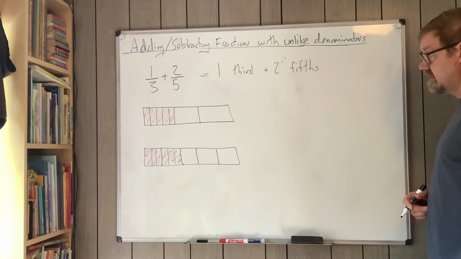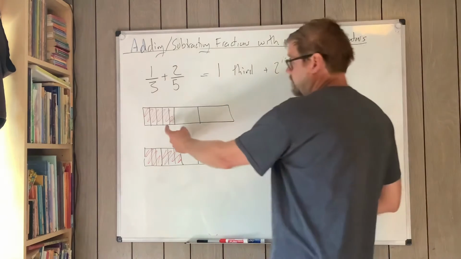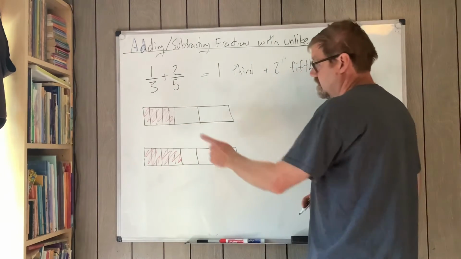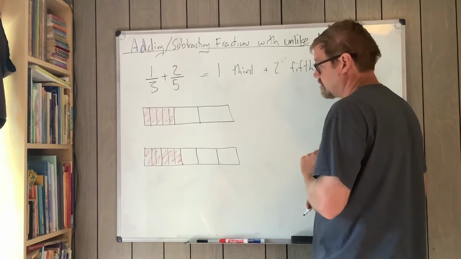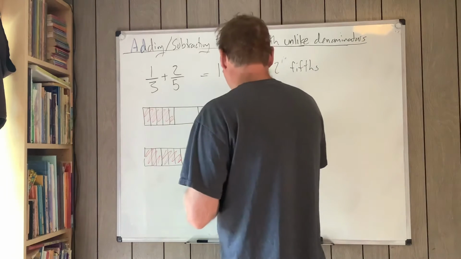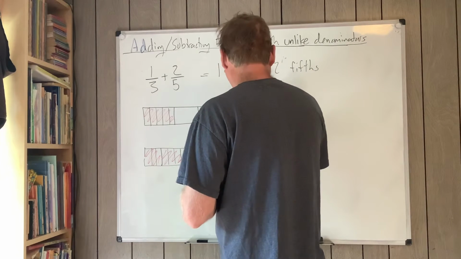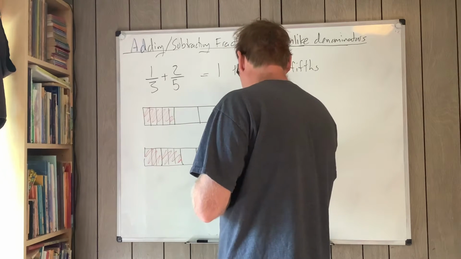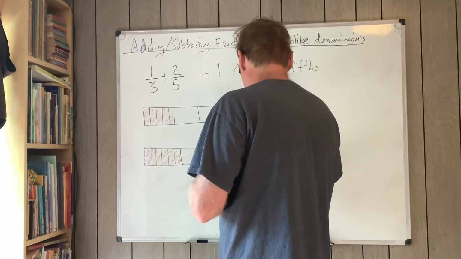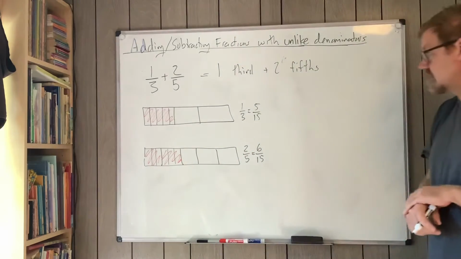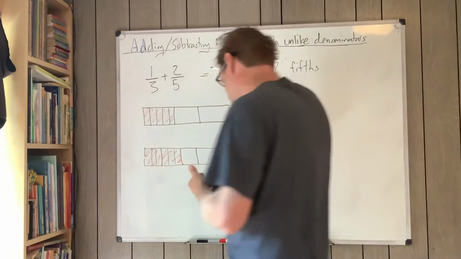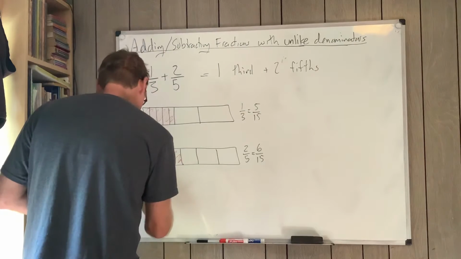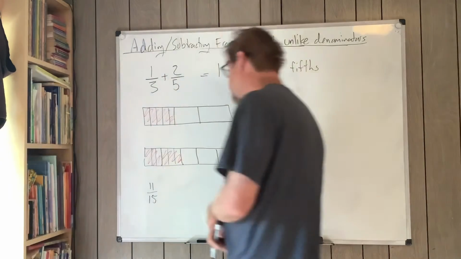Now, instead of thinking about this as 1/3, this is 5/15. So 1/3 was the same as 5/15. This also shows 2/5 is the same as 6/15. And now I just count. So the answer is 11/15.